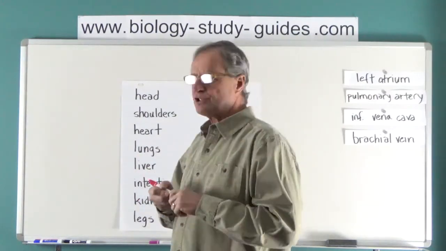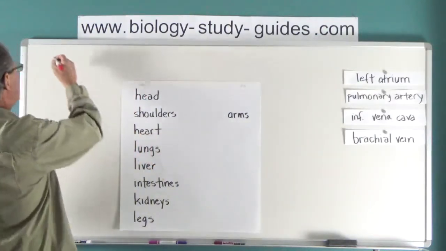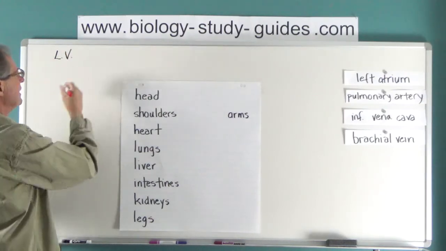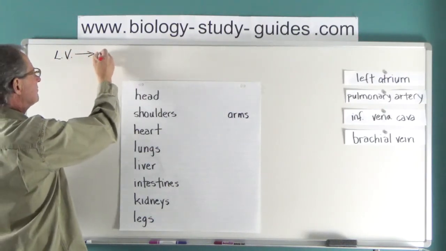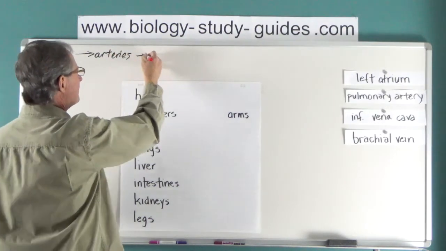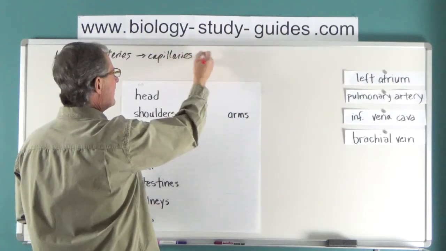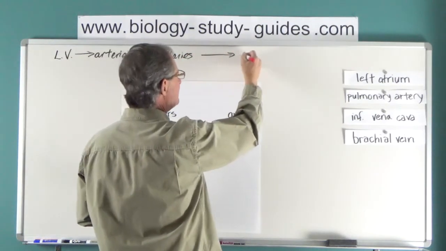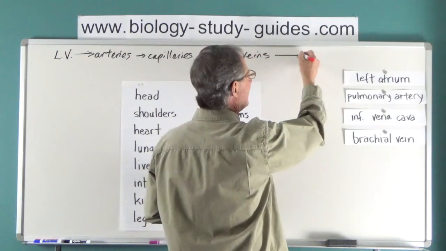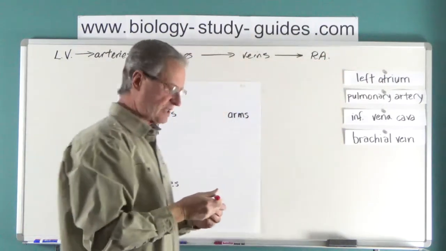In the systemic circuit, remember that we start at the left ventricle and we have arteries. Arteries go to capillary beds, and the capillaries go to veins, and the veins take blood back to the right atrium. That's the systemic circuit.